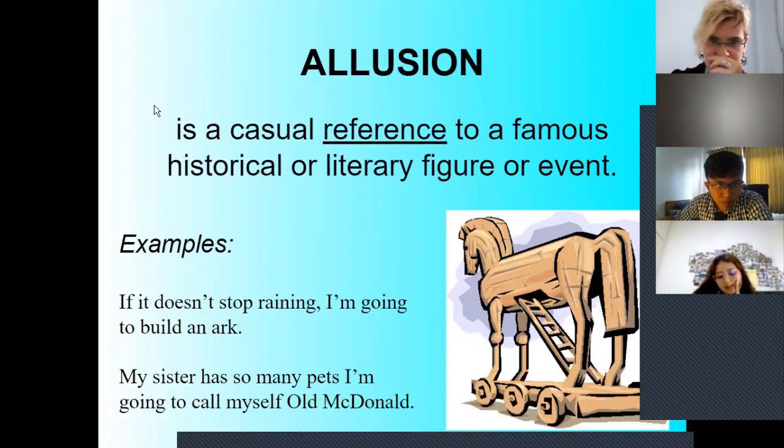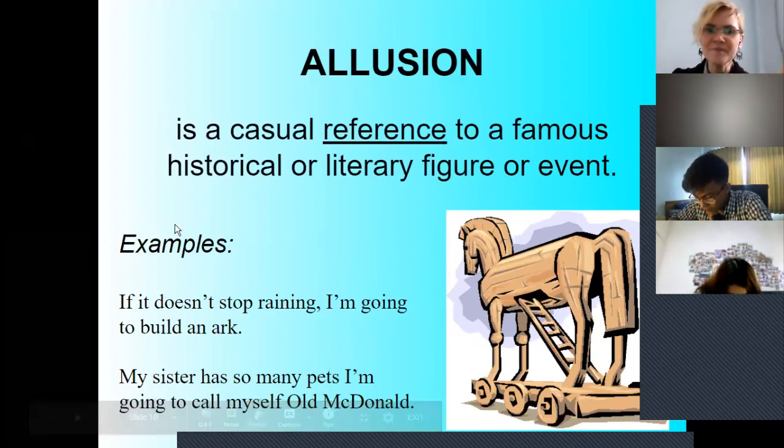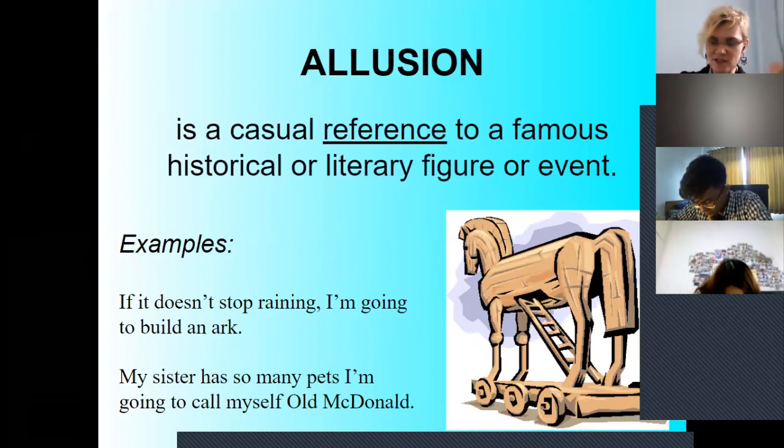Something interesting. Now, allusion is when you refer to something which has been so long ago before. For example, if it doesn't stop raining, I'm going to build an ark. Of course you're not going to build an ark. That's the whole idea. Or for example, my sister has so many pets, I'm going to call myself Old MacDonald. A reference to something that has been made before.